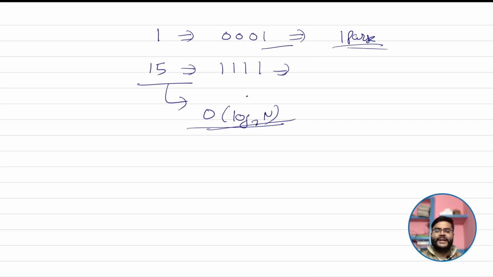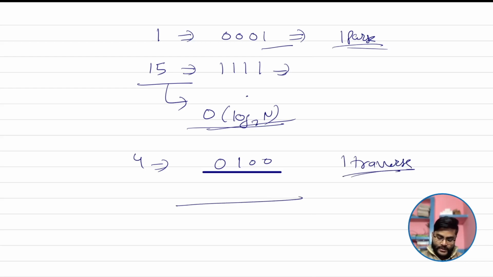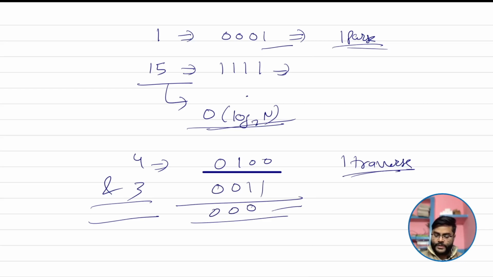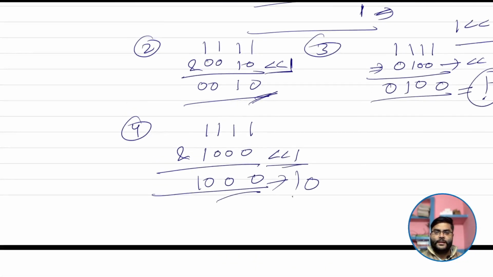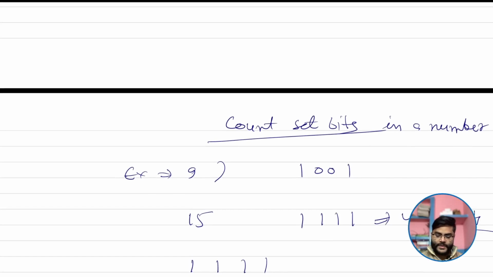But for the best case, it is optimized. If you take 4, 4 is nothing but 0100. In one traversal only, we will get our answer. How? I will do AND with 3, which is 0011, and we'll get 0 in one traversal only. But if we follow the previous approach, we have to go like this 3 times. So for the best case, this approach is optimized, and in the worst case, it will also take order of log n times. So this is about our next problem, which is count set bits in a number.